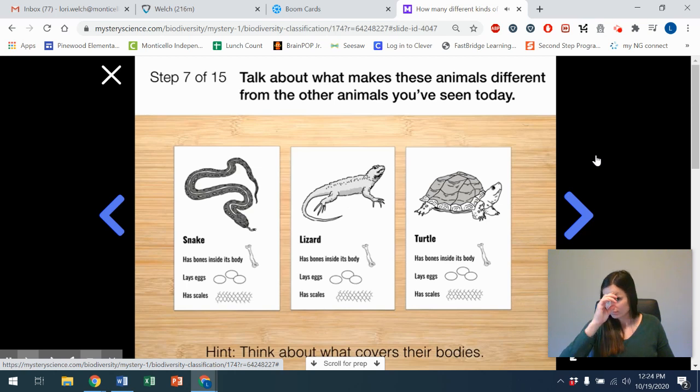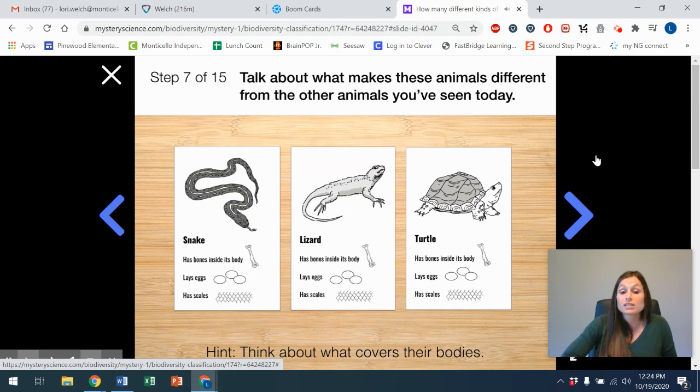Okay, these are the cards that are left. Have a look at them and talk with your partner about what makes these animals different from the other animals you've seen today. These cards may have been in your pile that is hard or you couldn't figure out. The snake, the lizard, and the turtle. So they have bones inside their bodies, they lay eggs, and they have scales.